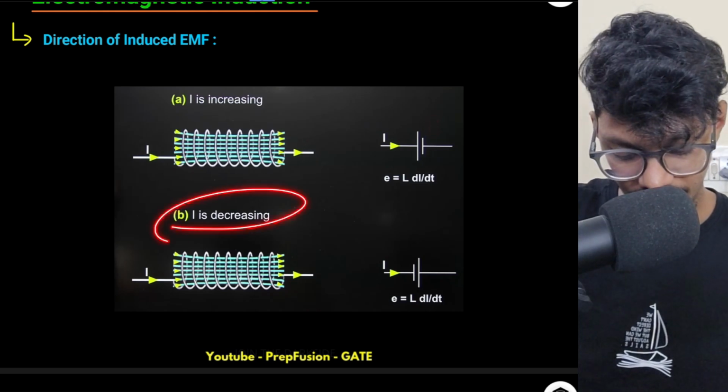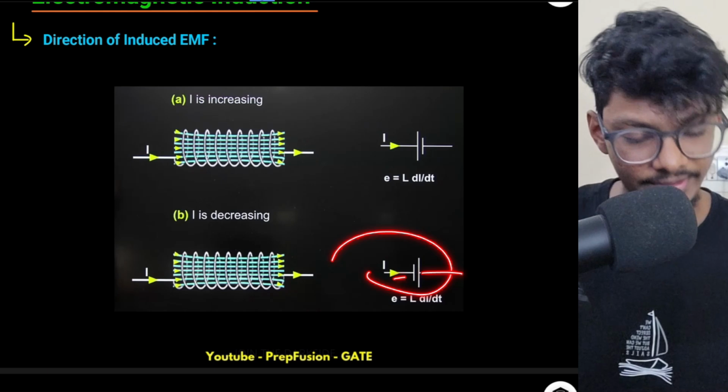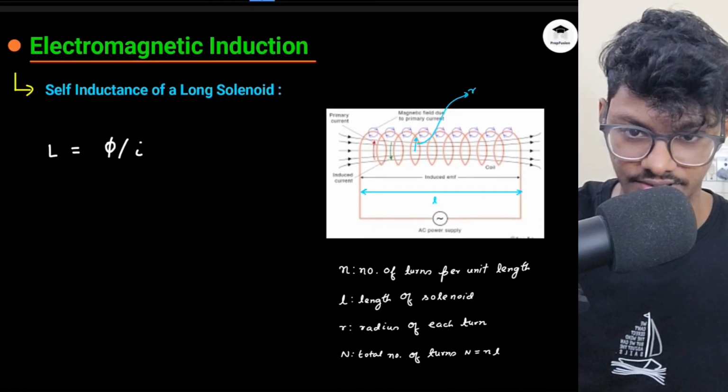Okay. And if the current is decreasing, the induced EMF will aid the current. So plus will be here and minus will be there. Don't worry about the direction right now. I will explain all this later on.